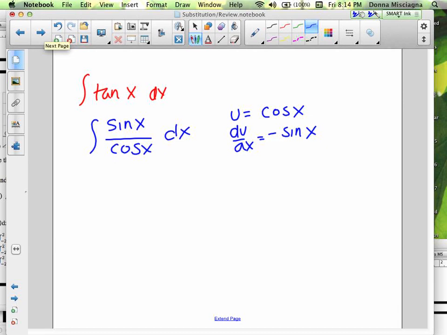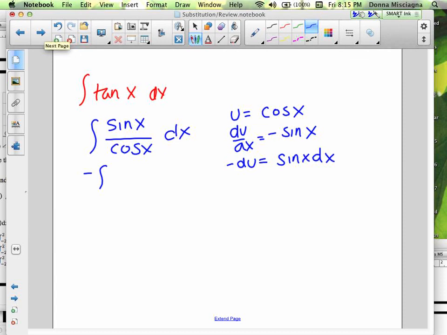I would not want to make u sine x, by the way, because there'd be no way I'd have my du down in the denominator. So whenever you have a numerator and denominator, hint, make the denominator the u, because the du is going to end up being in the numerator. So I don't have a negative there, but that's not a problem. I'll multiply it by negative 1. So I have negative du equals sine x dx. So negative du is going to take care of sine x, and the u is going to take care of cosine x. So now I'm going to pull the negative out right from the beginning.